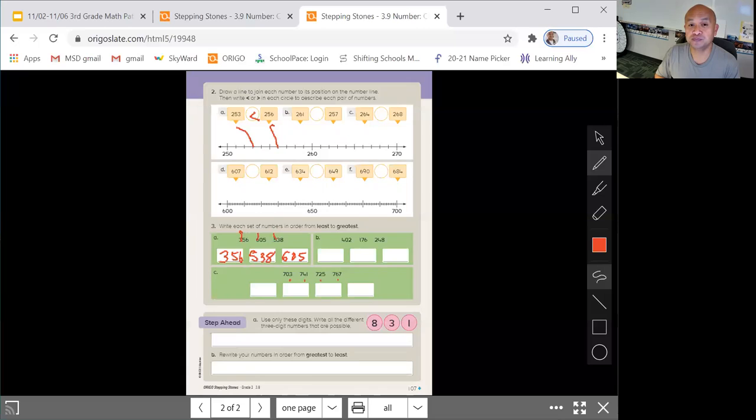Don't forget to do it nice and dark if you're taking a picture of it. Okay, or you can also use your stylus and take a screenshot of that and send it to your teacher.